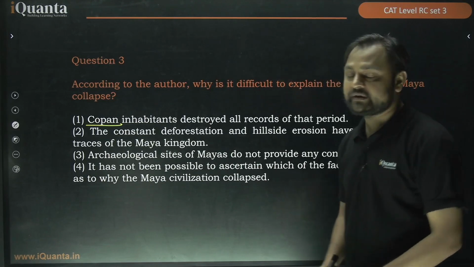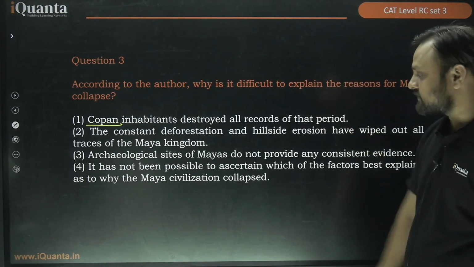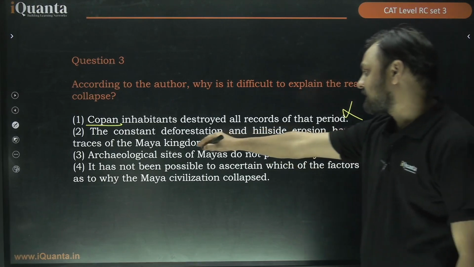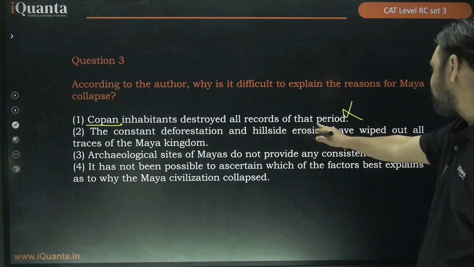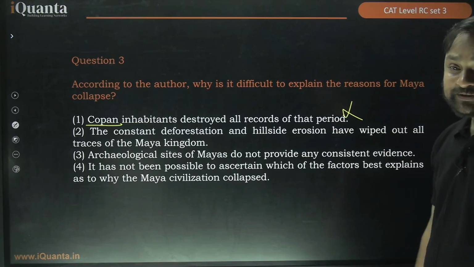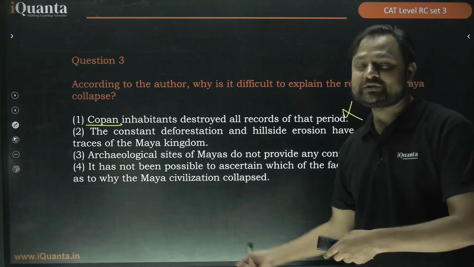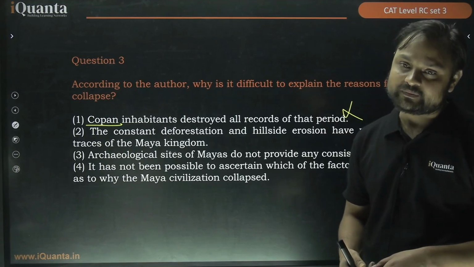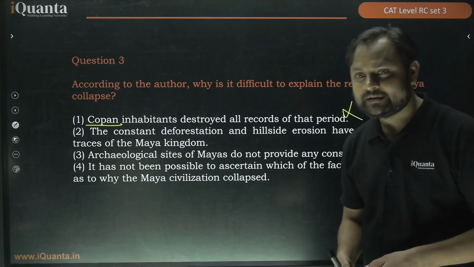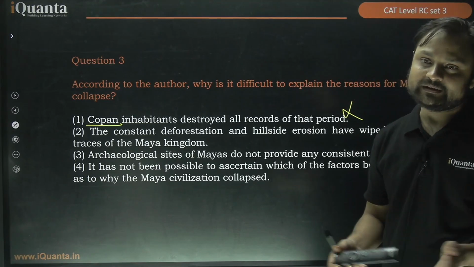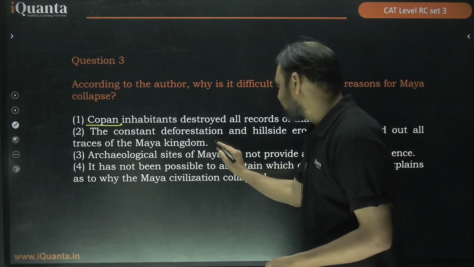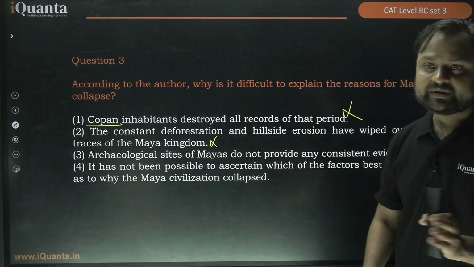No, it is not given anywhere in the passage, not even in the last paragraph. So, you can rule it out. And B says that the constant deforestation and hillside erosion have wiped out all traces of Maya kingdom. This is also not true, because if all traces of Maya kingdom have been wiped out because of this and that, then there is no use of archaeologists visiting those sites. So, there must be some evidence, that is why these archaeologists are surviving, they have got a job. So, this cannot be true, and plus this has not been claimed anywhere in the passage.